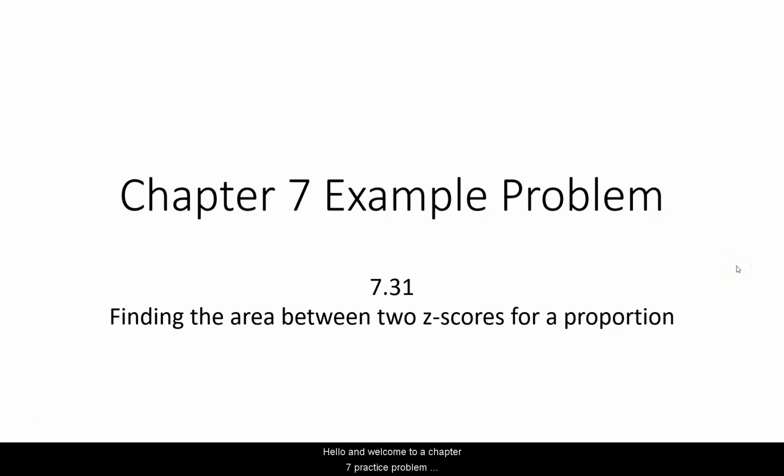Hello and welcome to a Chapter 7 practice problem. This problem looks at a question similar to question 31 in Chapter 7, finding the area between two z-scores for a proportion.